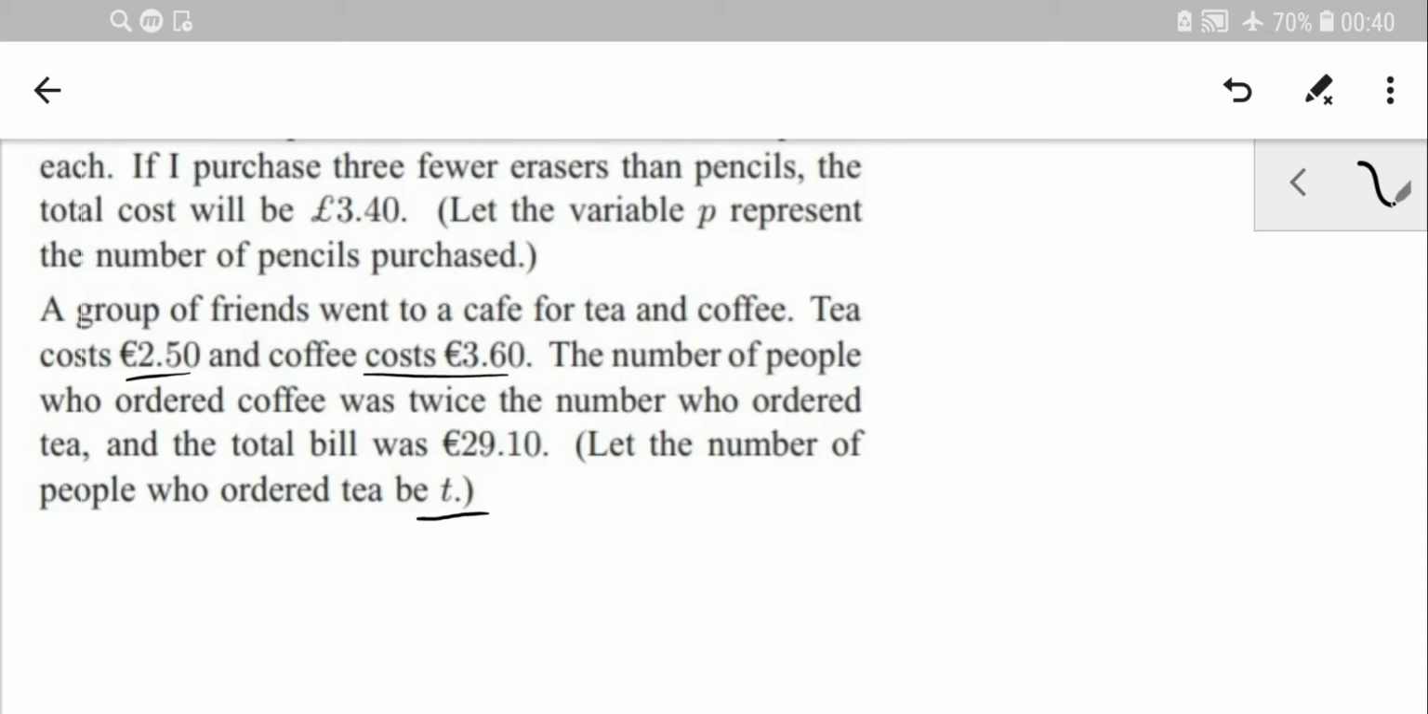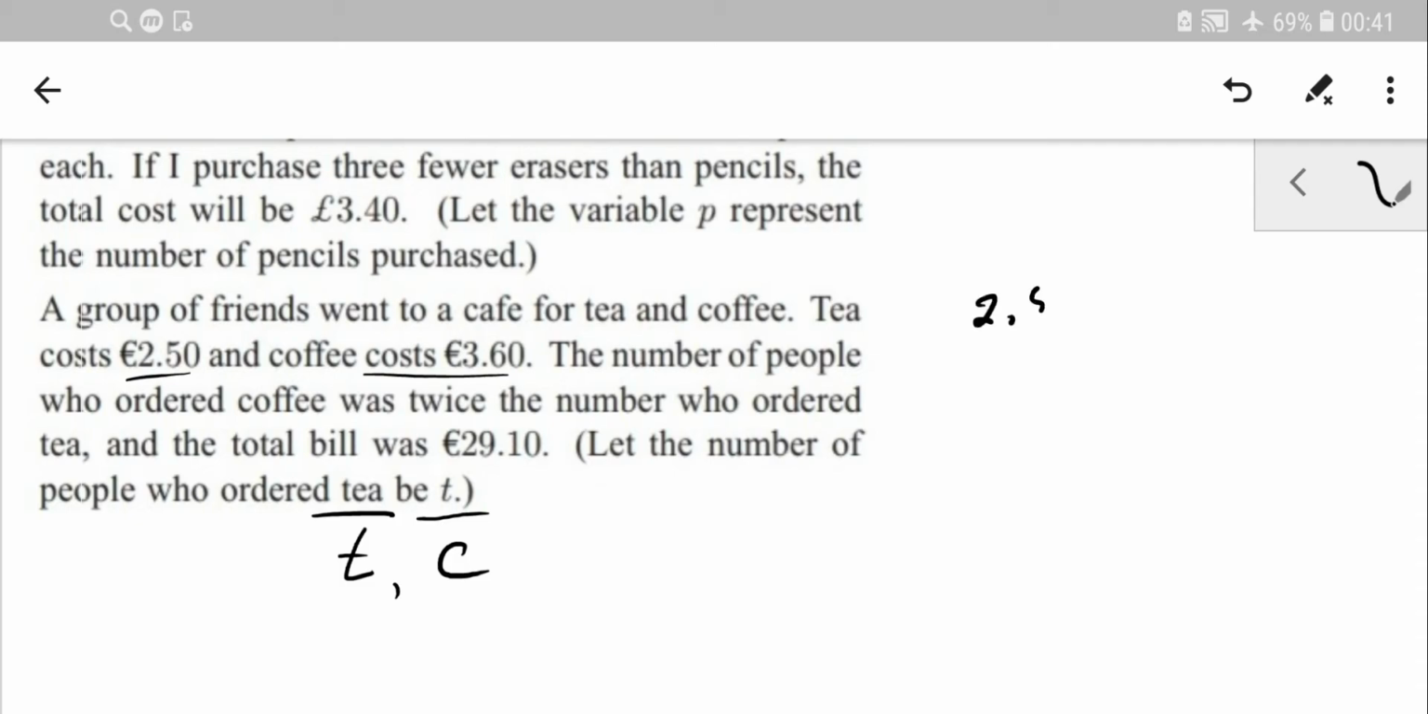You see, they actually use more meaningful letters. Instead of saying let it be X, they use T for tea, and for those who ordered coffee, it's better to use C. So we have two variables, T and C, standing for the quantity of cups that people ordered, or the number of people who ordered tea and coffee correspondingly. We will be using T and C, and let's complete the equation straight away.